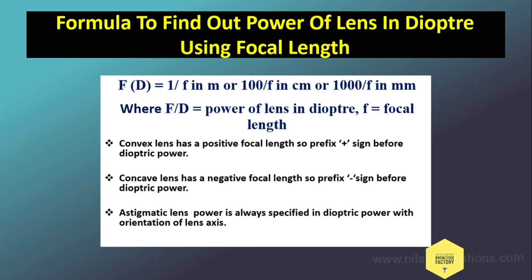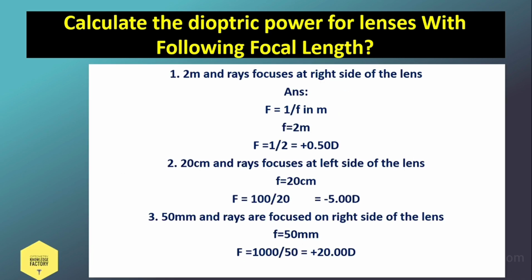A convex lens has a positive focal length, so prefix a plus sign before the dioptric power, and a concave lens has a negative focal length, so prefix a minus sign before the dioptric power. Astigmatic lens power is always specified in dioptric power with orientation of the lens axis.